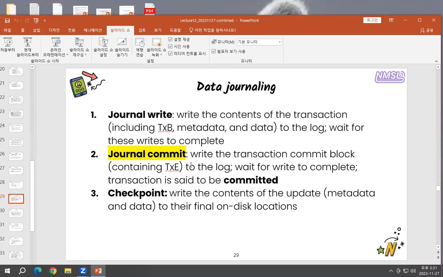Well, the thing is, first of all, we haven't completed step 2. So once we complete 2, we know this is committed. We can reuse this and we can go back and replay. If this has not happened yet, meaning TXE is not in the log, then we know this is messed up. So we just skip. We don't do it. So it won't recover, but it won't be inconsistent.